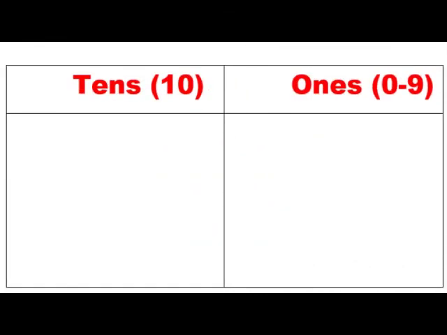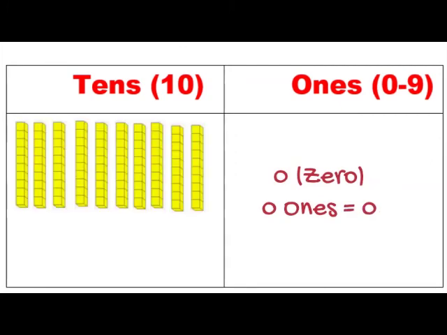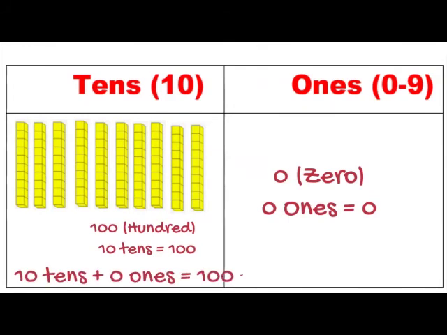So in this chart, you have 0 in the ones column. So it is 0, 0 ones is equal to 0. And in the tens column, you have counted 10 blocks, right? So that makes it 100, HUNDRED, 100. 10 tens is equal to 100.